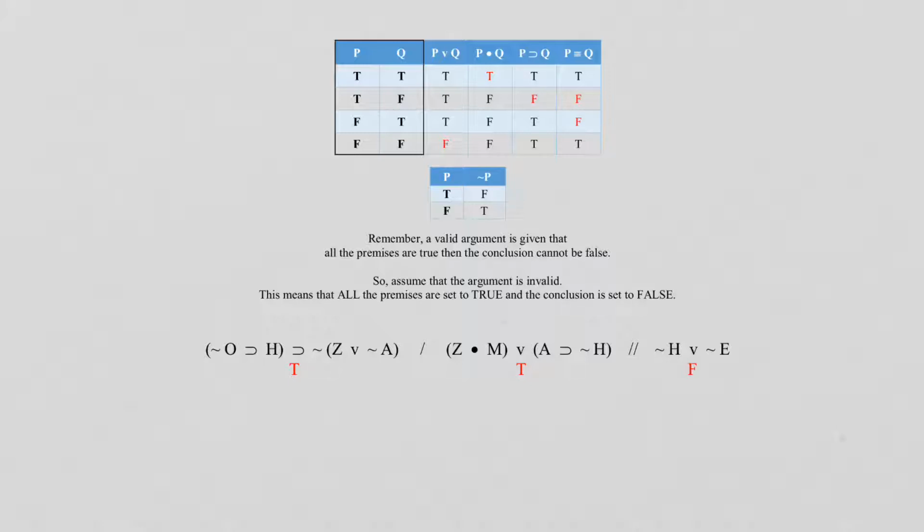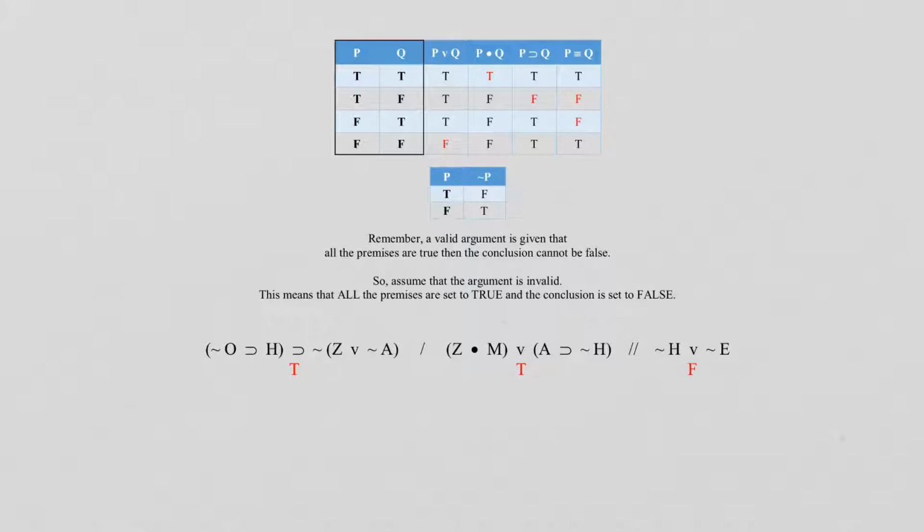We're going to be asking ourselves, how do I set premises to true, conclusion to false? I'm doing this because I'm trying to force it to be invalid. And of course, if I'm successful, the argument is invalid. If I fail, the argument is valid.